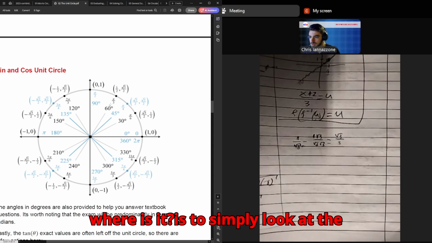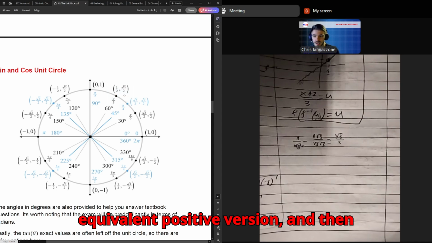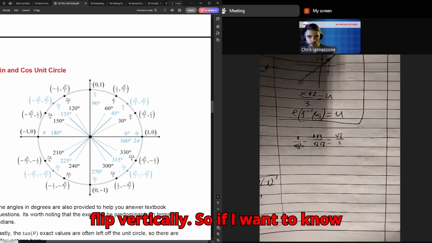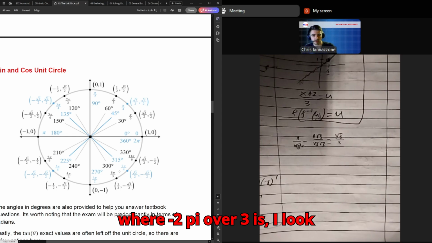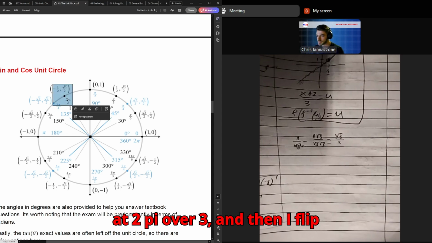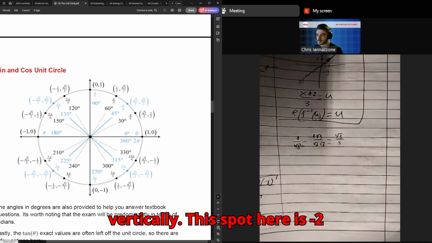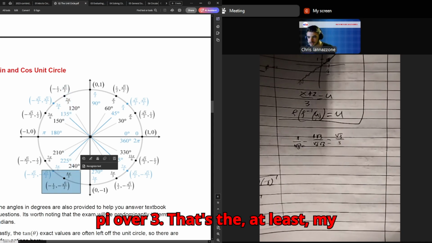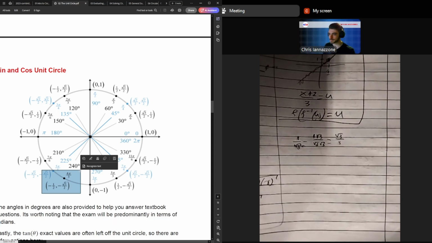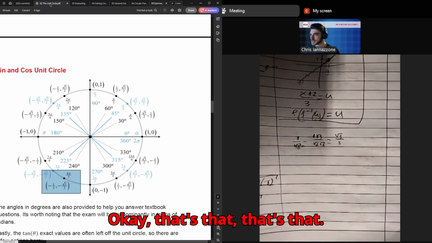look at the equivalent positive version and then flip vertically. So if I want to know where negative 2 pi over 3 is, I look at 2 pi over 3 and then I flip vertically. This spot here is negative 2 pi over 3. That's at least my preferred way of doing it. Okay, that's that.